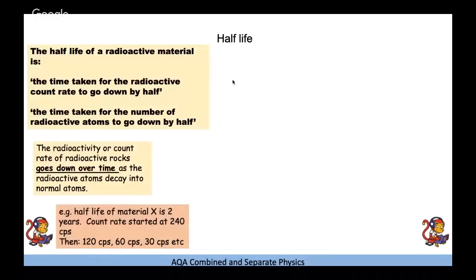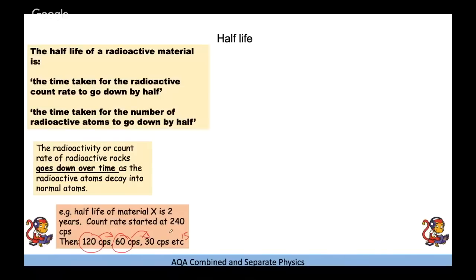So let's have a look at the half-life of a material. Let's say material X has a half-life of 2 years. The count rate starts at 240 counts per second. That's CPS there, starts at 240 counts per second. Now, after 2 years, it's going to go down to 120. After another 2 years, it's going to go down to 60, noticing it's going down by half. Then after another 2 years, it goes down by half again. Then the next one will be 15.